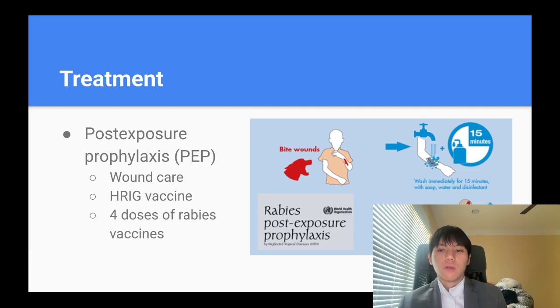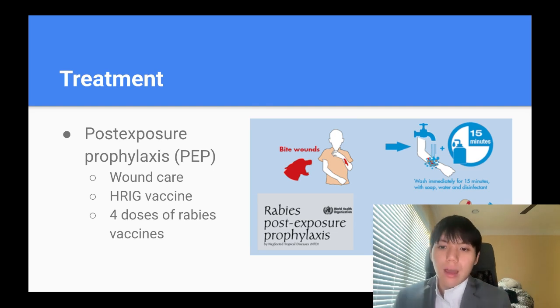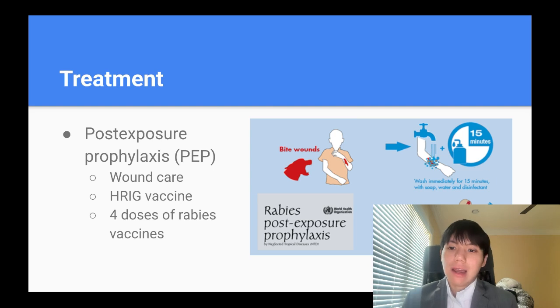The first step is wound care, which means washing with water. The next step is a human rabies immune globulin, HRIG, vaccine. This vaccine provides immediate antibodies before the rabies vaccination. Then the first dose of the rabies vaccine is given at the same time as that HRIG vaccine. And then additionally, a dose of the rabies vaccine is given on days 3, 7, and 14 after the first dose. About 40,000 people a year receive PEP for a potential rabid bite.